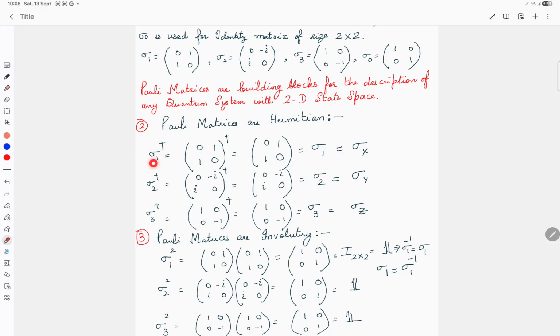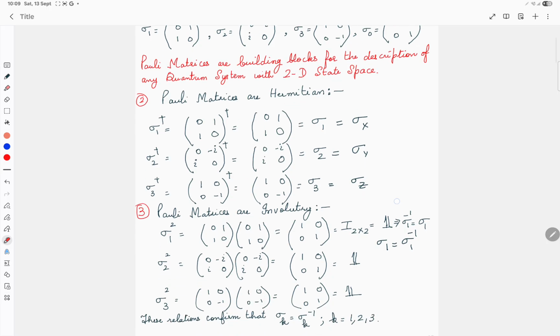So if you take the adjoint of sigma 1, this is the Pauli matrix, and you are taking the adjoint. This dagger sign is actually the adjoint. What is adjoint? Adjoint is taking the complex conjugate and then transpose. You will find that once you take the adjoint of sigma 1, it will be equal to sigma 1 itself. So this is known as Hermitian property, and it will be applicable to all the three Pauli matrices. So that means all three Pauli matrices are Hermitian operators.